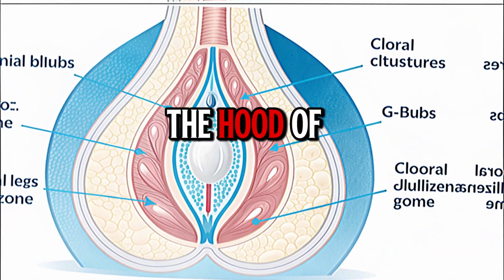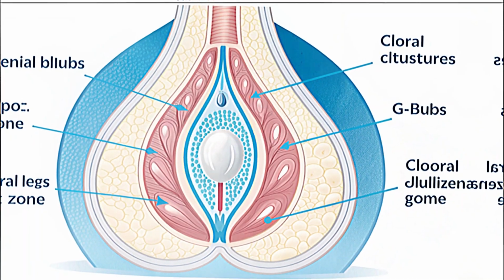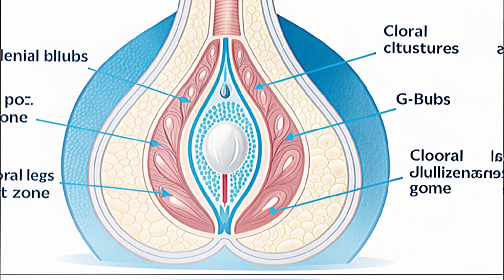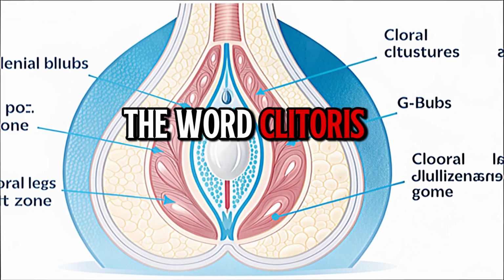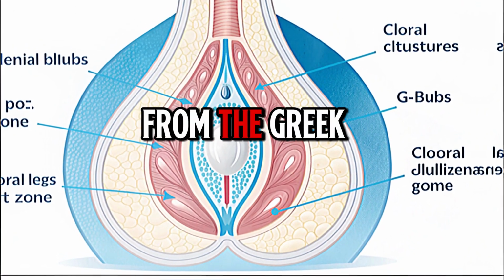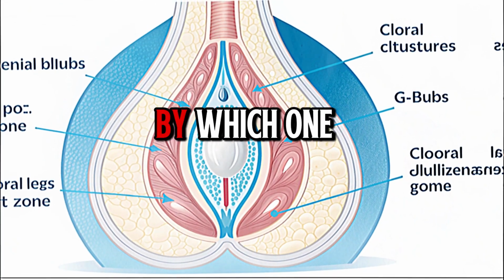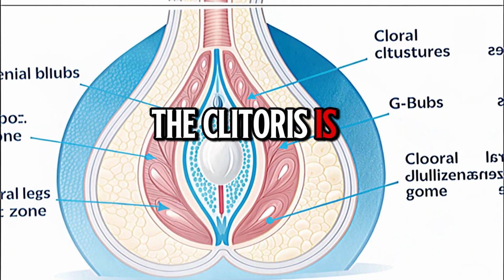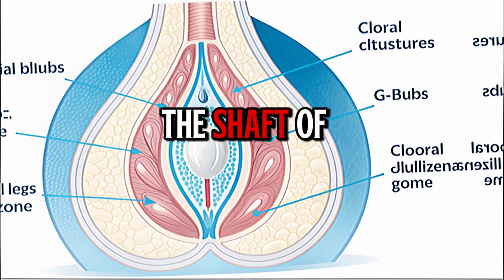Interestingly, sometimes the hood of the clitoris can actually get adhesions or stuck to the top of the clitoris, and in some people this can cause some pain. Before we move on to the other anatomy, let's get a little bit deeper into the clitoris. Interestingly, the word clitoris is actually derived from the Greek word kleitoris or kleis, which means key by which one enters the door. Very interesting. The clitoris is exactly identical embryologically to the penis, the head and the shaft of the penis.